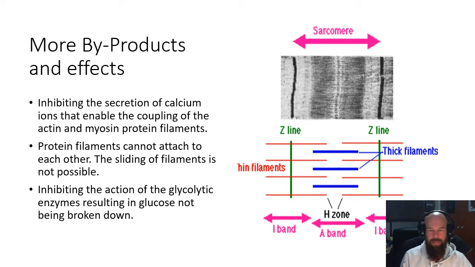So basically what happens is, and you don't need to know it in this sort of detail, but by preventing the secretion of calcium that helps the filaments bond to the muscle fibers, it prevents that attachment, and that's why you get that weakness in the muscle fibers. So that sliding filament theory, the H bands, the I bands and the A band, they can't slide anymore, and essentially that's what muscular contraction is.